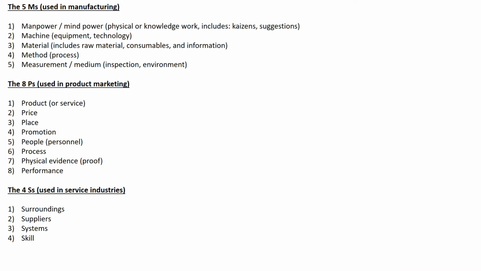Now, we got the 5 M's of manufacturing, as we talked about, and other areas of business and the industrial world, as well as the academic world, the medical world, many areas use other areas. In product marketing, the 8 P's: product, price, place, promotion, people, processes, and performance. And to have a clear understanding of this, obviously you need experience in this. But let's look at some of the 8 P's.